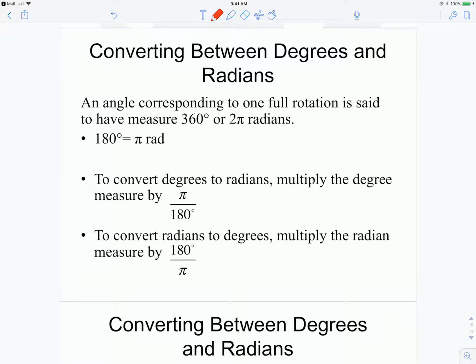Okay, so for converting between degrees and radians, going degrees to radians or radians to degrees for angle measure, instead of setting up a proportion every time you want to convert from degrees to radians or radians to degrees, you can do these shortcuts. So if you want to go from degrees to radians, you can multiply the degree measure by pi over 180 degrees. And you could see how this would work, where if I wanted to say, figure out what, I don't know, 150 degrees is in radians, I could set up a proportion.